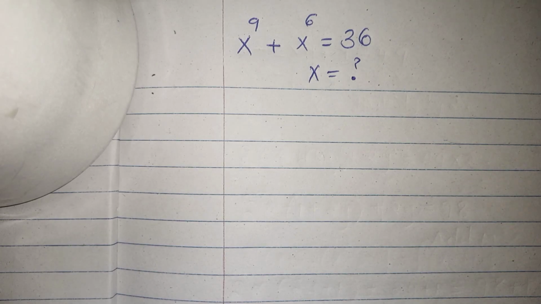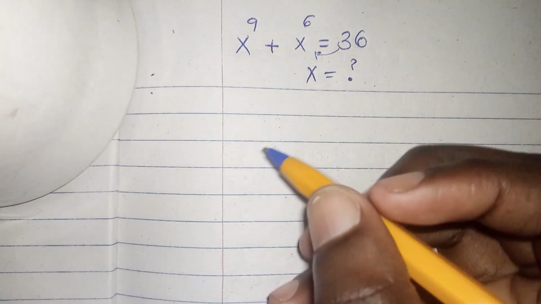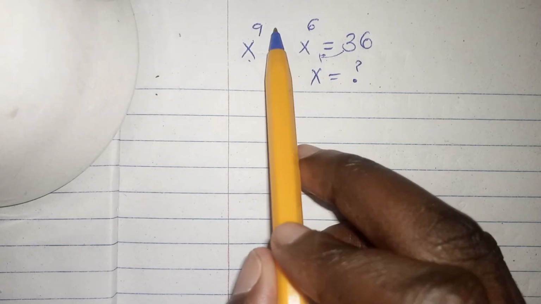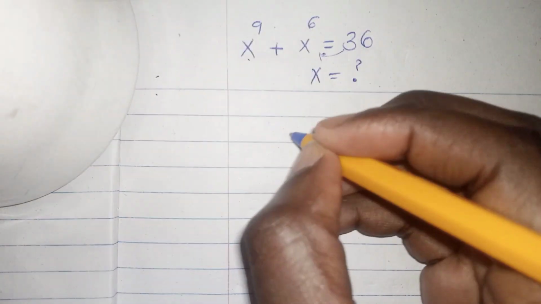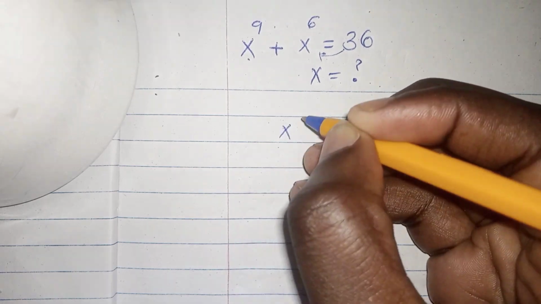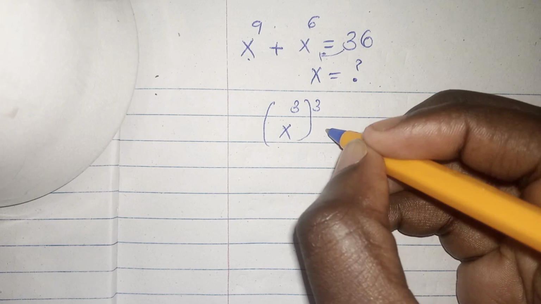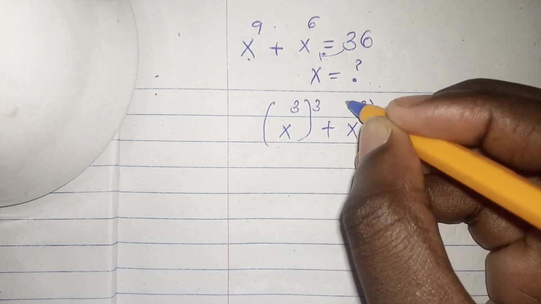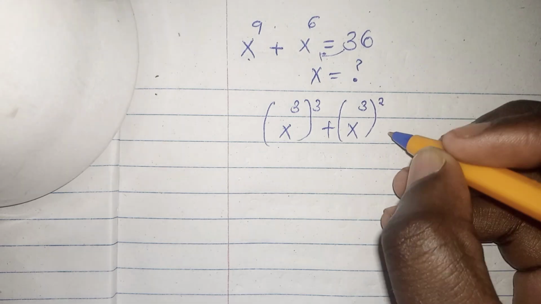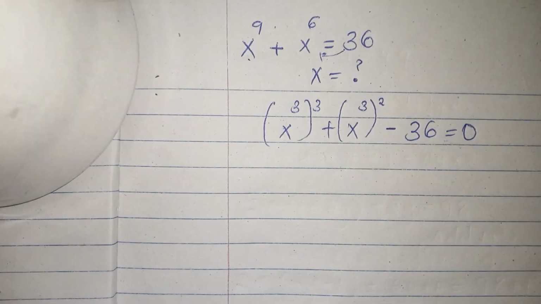So our first step, we are going to bring 36 to our left hand side. So this is x to the power of 9. We can write it to the power of its factors. So this is x to the power of 3, all this to the power of 3, plus x to the power of 3, all this to the power of 2, minus 36 is equal to 0.